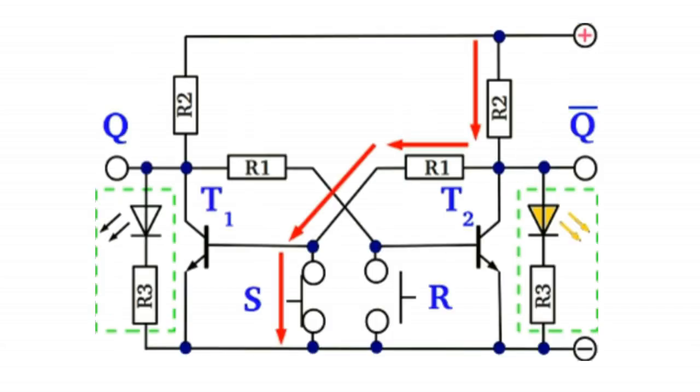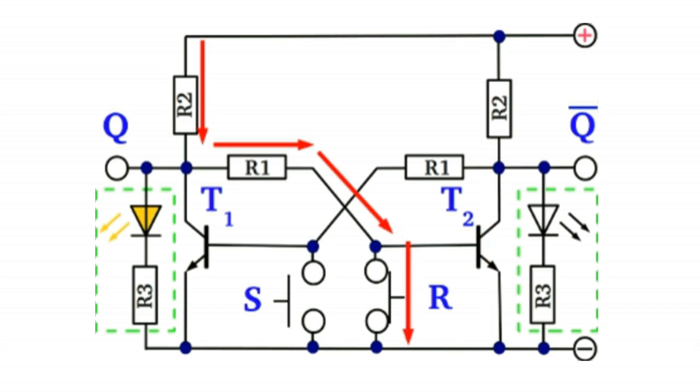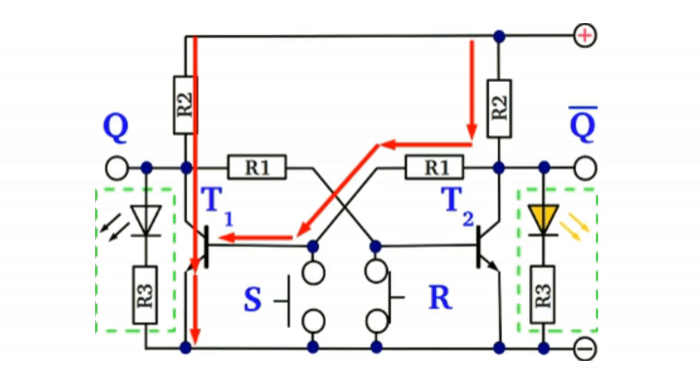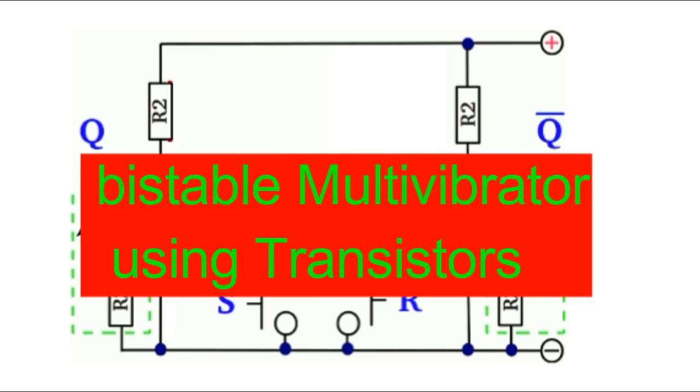In one of the previous videos, we learned how to use a transistor as an electronic switch. In this video, we will see how a transistor can be used to switch another one. Bistable multivibrator using transistors.